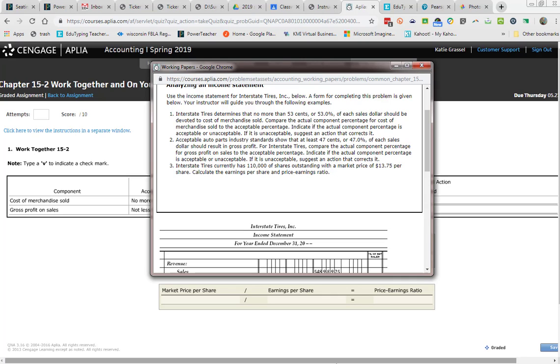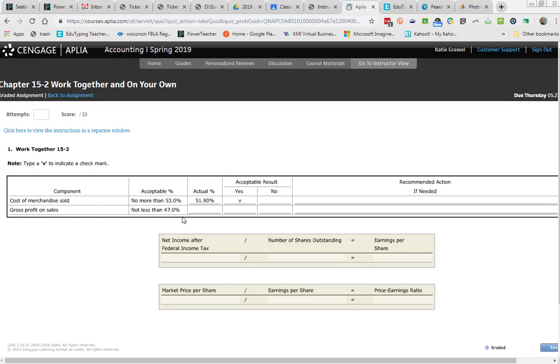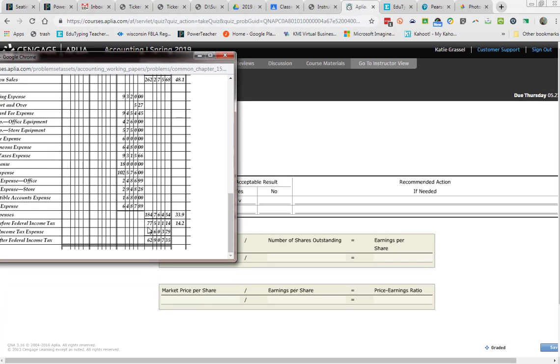Acceptable auto part industry standards show that at least 47 cents or 47% of each sales dollar should result in gross profit. For Interstate Tires, we're going to compare the actual component percentage for gross profit on sales to the acceptable percentage. Indicate if the percentage is acceptable or unacceptable. If it's unacceptable, suggest an action to correct it. Okay. So they said here, not less than 47. Where are we at? 48.1.